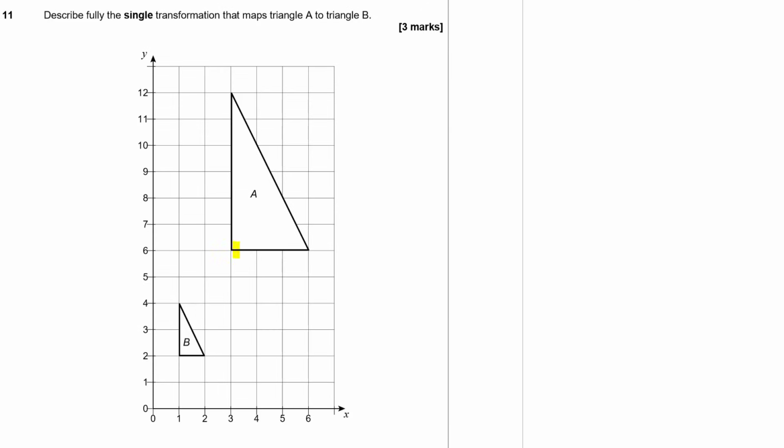Now to find the scale factor, we just need to find two sides that are the same and compare them. So let's have a look at that side compared to that one. This side is of length 3, this side is of length 1. So my triangle B is 1/3 of the original height, or the original length. So the scale factor is going to be 1/3.